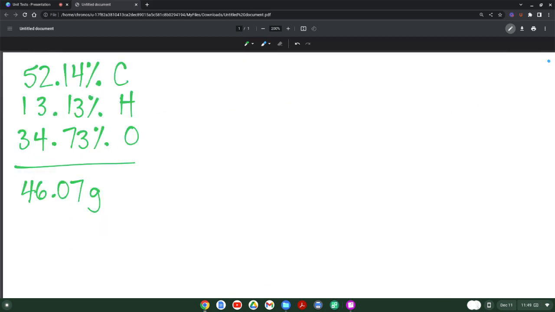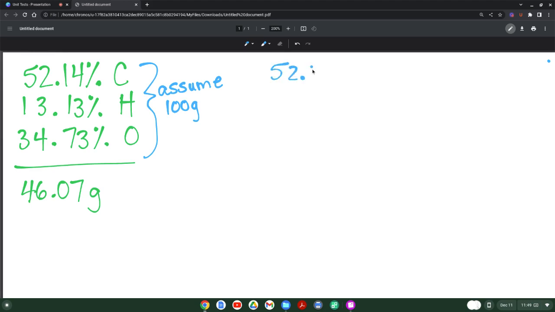This is the set of information that we got from the second question. And we are going to assume that we are working with 100 grams of whatever the substance is. The reason we do that is because we can very easily just convert all of these percentages into grams. Then what we're going to do with those grams is convert them into moles. So for the sake of writing and assuming that you already know what you're doing here, I'm going to kind of do 2 and 1.